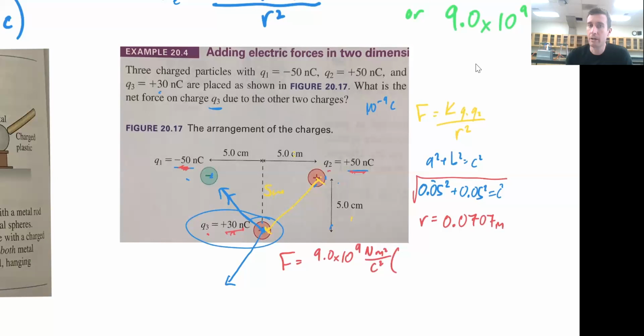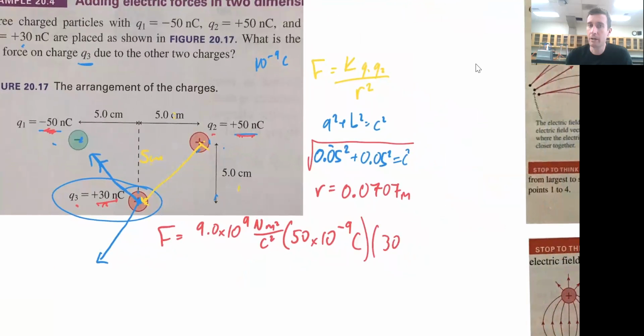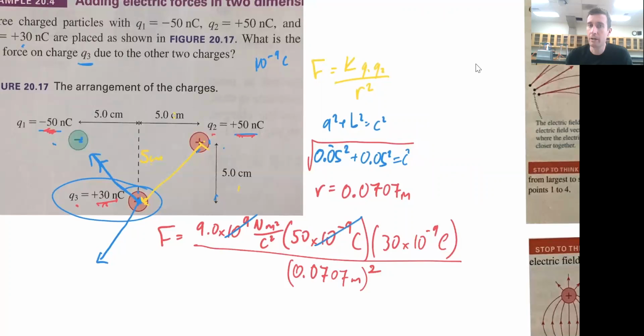But the first charge is 50 times 10 to the negative 9th coulombs, because a nanocoulomb is times 10 to the negative 9th, times 30 times 10 to the negative 9th coulombs. And all of that over 0.0707 meters squared. Okay. So 10 to the 9th and 10 to the negative 9th are going to cancel. So I'm left with 9 times 50 times 30 times 10 to the negative 9th.